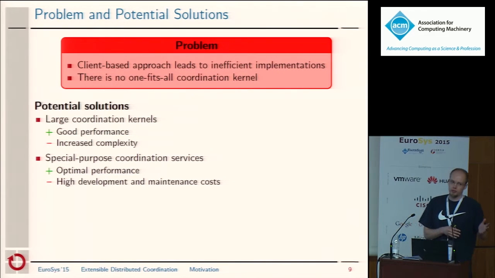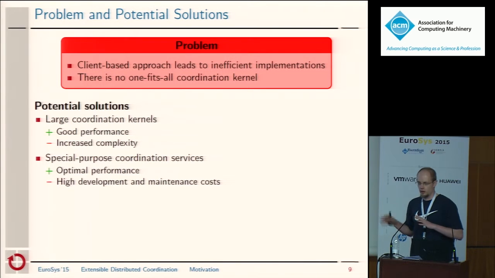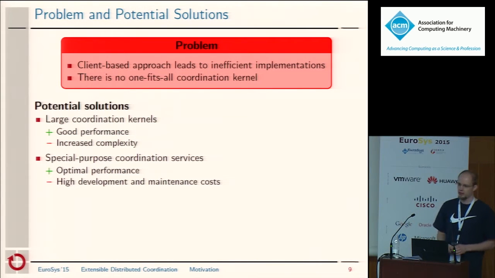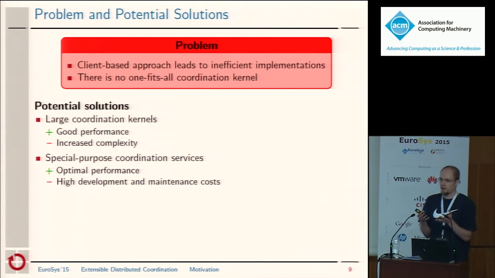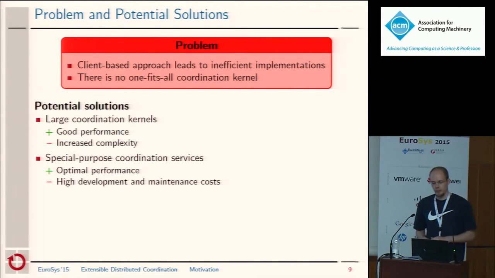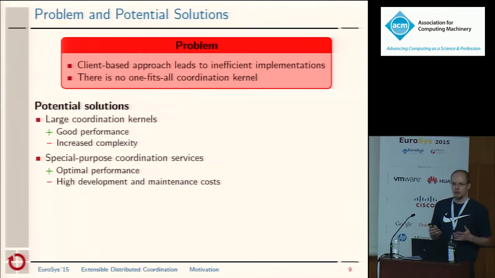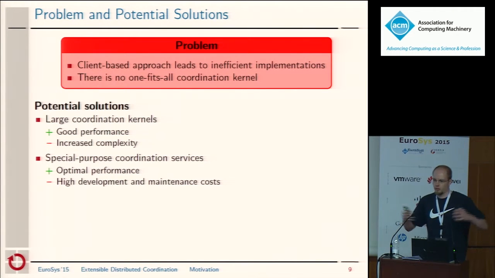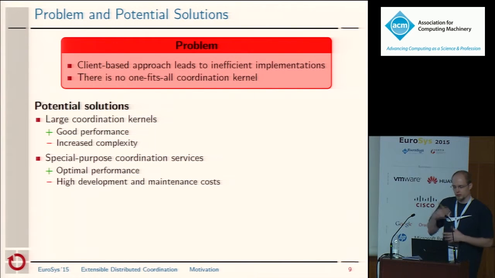Another alternative solution would be to have dedicated coordination services for all kinds of coordination mechanisms. This would have the benefit of being able to optimize for certain data structures. So, for example, we could optimize a coordination service for distributed queues. But the downside here would be, instead of having a single coordination service in the data center, we would now end up with multiple coordination services. So this also makes it harder to maintain, and there are high development costs.